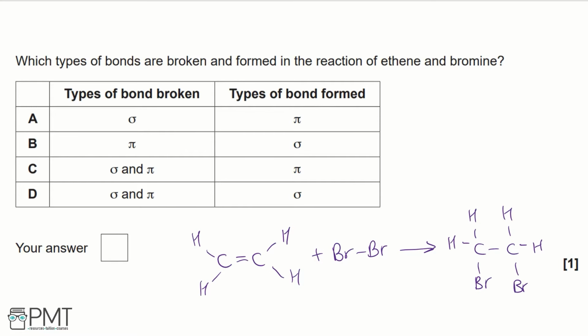So if we look at the double bond, a double bond has a pi and a sigma bond. So the type of bond broken would either be C or D because they both have a pi and a sigma bond that we're told is broken. Then looking at the type of bond formed, a single bond is a sigma bond, which is D. So to get the mark for this question, we must write D in the answer box provided.